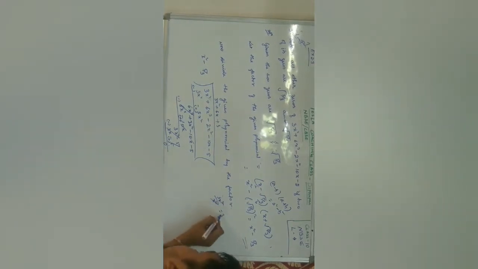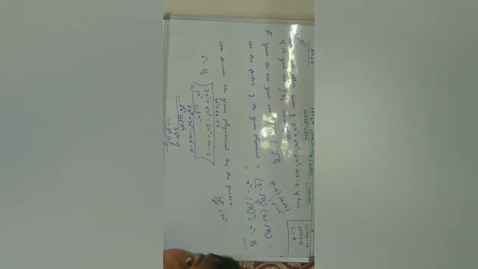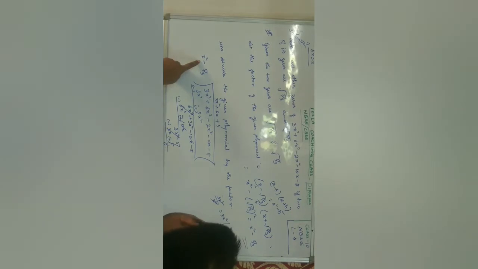What is remaining? 3x squared. You write this 3x squared as the quotient here. With this 3x squared, you have to multiply the entire divisor, as we have done in the last questions. What is our divisor here? x squared minus 5/3. When you multiply, x squared into 3x squared becomes 3x to the power 4. Next, what is the sign here? Minus. Here it is plus. Plus into minus is minus.